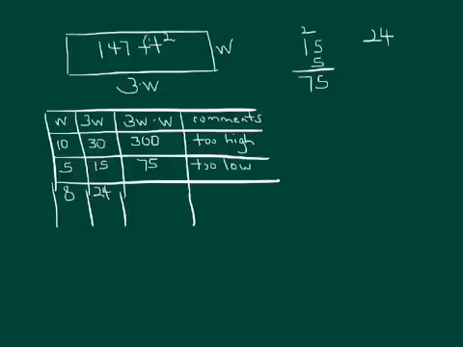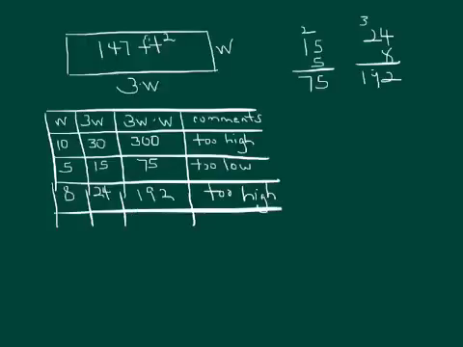24 times 8. 4 times 8 is 32, carry your 3. 2 times 8 is 16, and 3 is 19. 192. Oh, too high. Okay, so we're doing guess and check here. Maybe we should try 7. And then 3 times 7 is 21. Let's try that. 21 times 7.